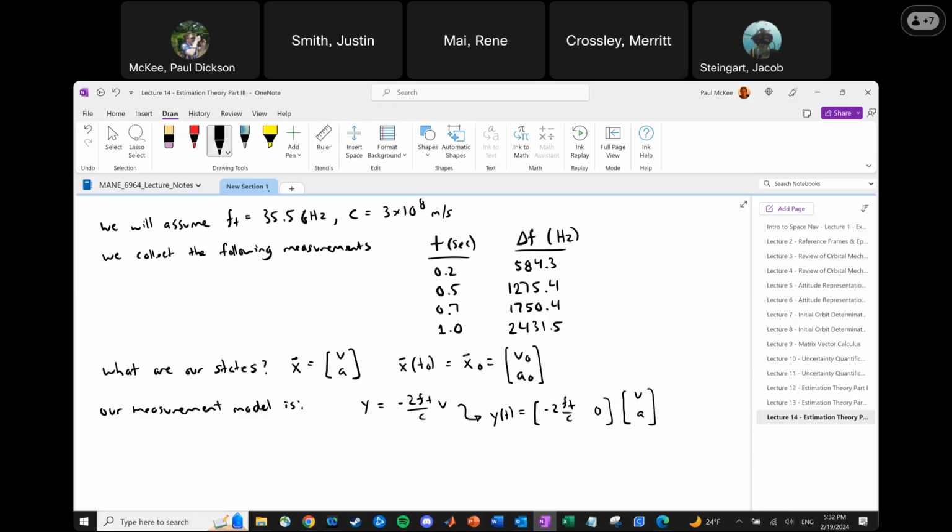Now we have a linear relationship between our state x. This is kind of h, but we're not quite there yet. And then this is our measurement y. Okay. So the problem is we're not after v and a, we're after v naught and a naught, right? So we need to use the state transition matrix to map all measurements to time.